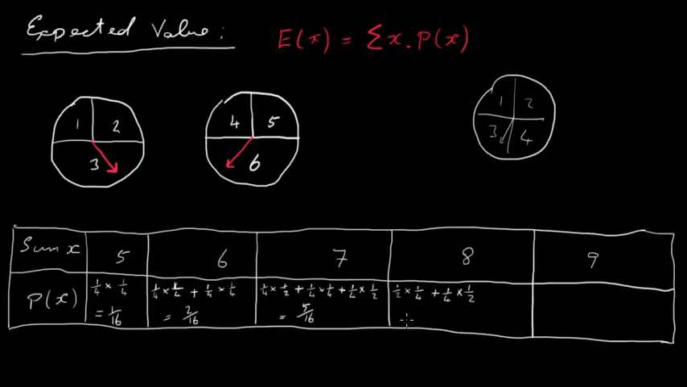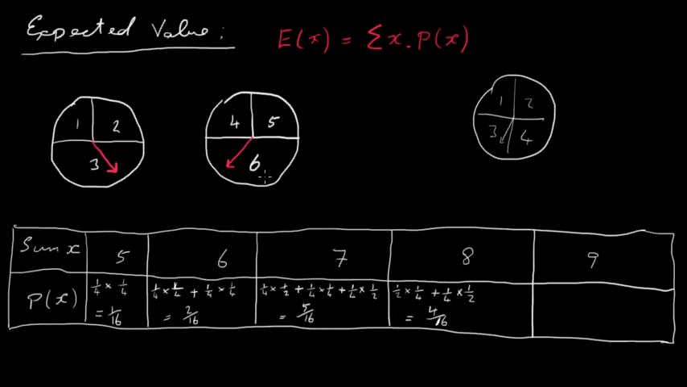Yep, so if we multiply these two fractions, multiply these two fractions, add them, we get 4 over 16. So the probability of us getting an 8 when we spin these two spinners and add them together is 4 over 16. And the last one is a 9.